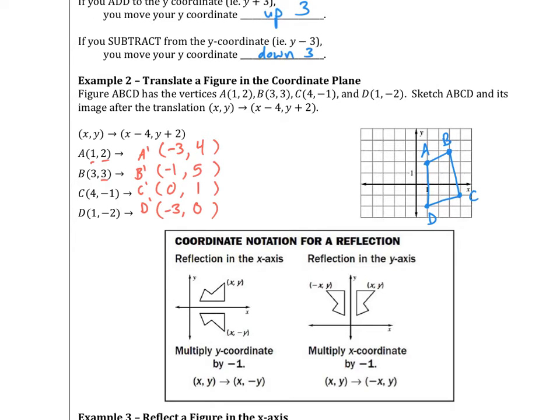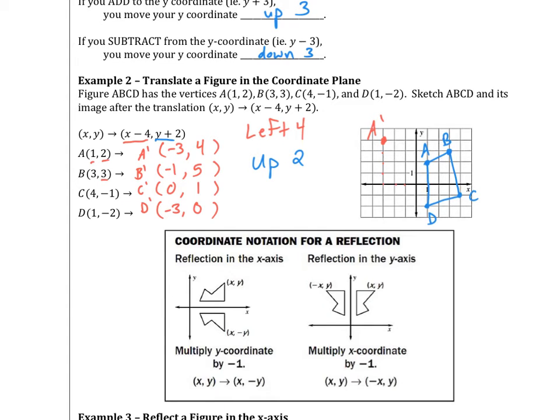By the way, I just want to talk about this. If it's x minus 4, that means we are going left 4. And if it's y plus 2, that means we are going up 2. So everything is going to be left 4 and up 2. So let's just check that out. If the new A value is negative 3, 4, so negative 3, positive 4, this is our new A prime.